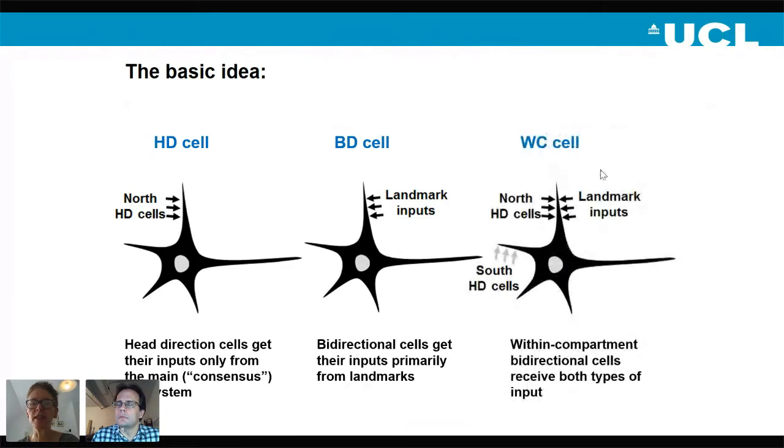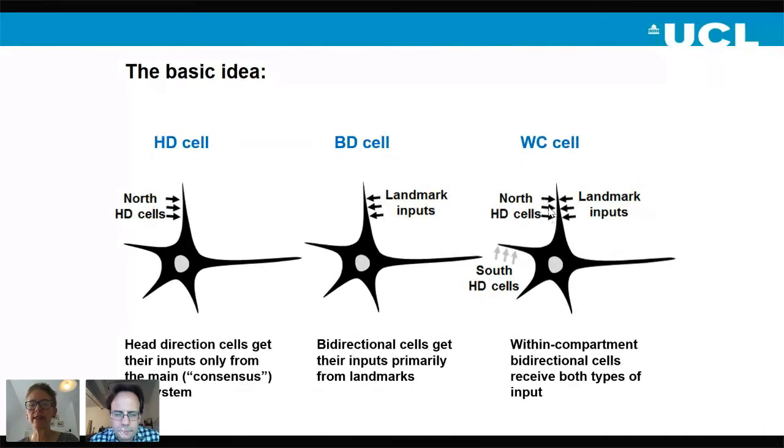And then these within-compartment cells, according to this model, are getting two types of inputs. They're getting the head direction cell inputs, and they're also getting the landmark inputs. So when the rat faces north on its first encounter with the environment, the north head direction cells and the landmark cells are all active. So this cell will be strongly driven to fire, and it'll produce a big, strong tuning curve. And there'll be some Hebbian plasticity so that these inputs get reinforced.